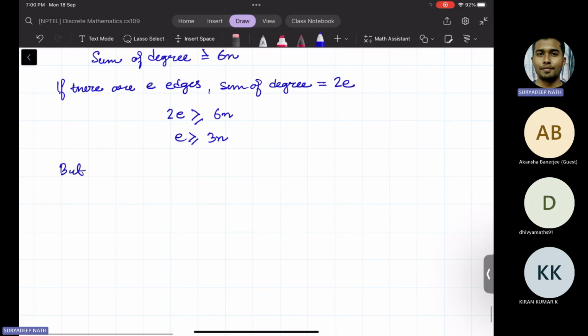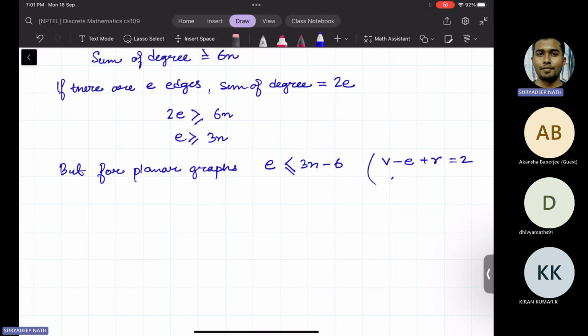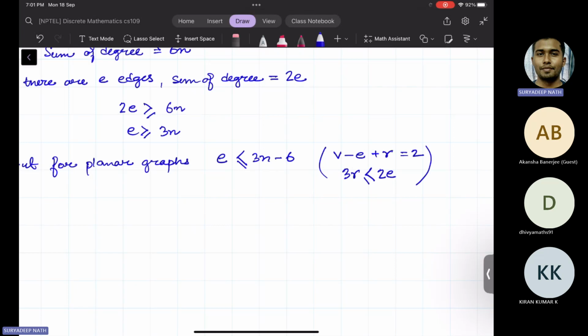Now, but for planar graphs, e is less than or equal to 3n minus 6. So this inequality comes from V minus E plus R equals 2, and 3R less than or equal to 2E. So these two conditions, if you put them together, you get E less than or equal to 3n minus 6. So you have one condition where E is greater than or equal to 3n, but another condition that says that E is less than 3n minus 6.